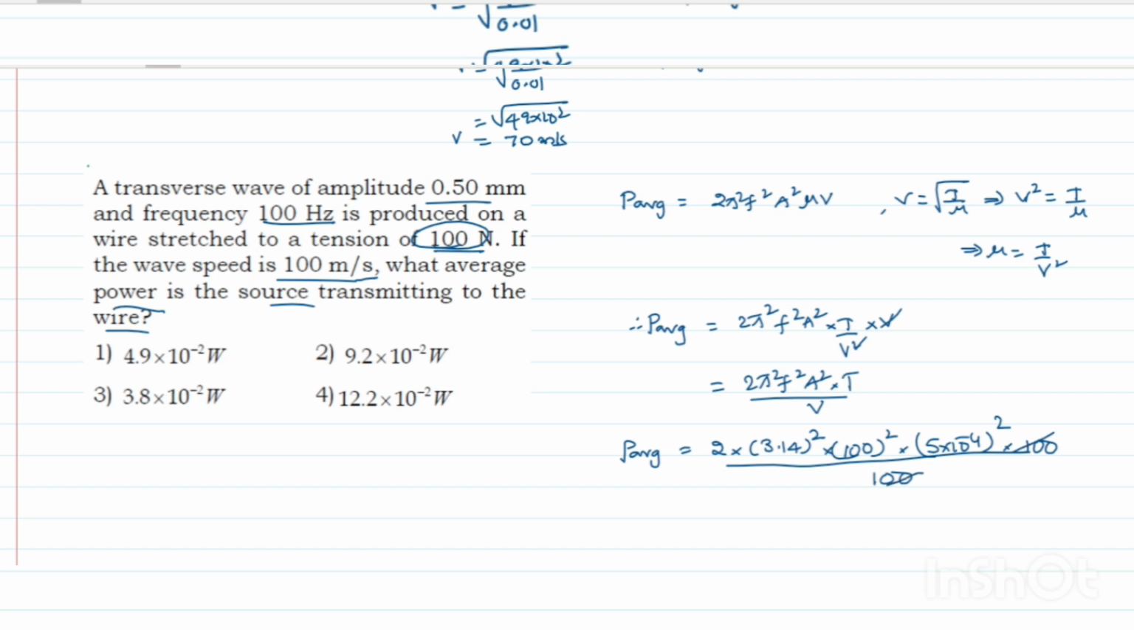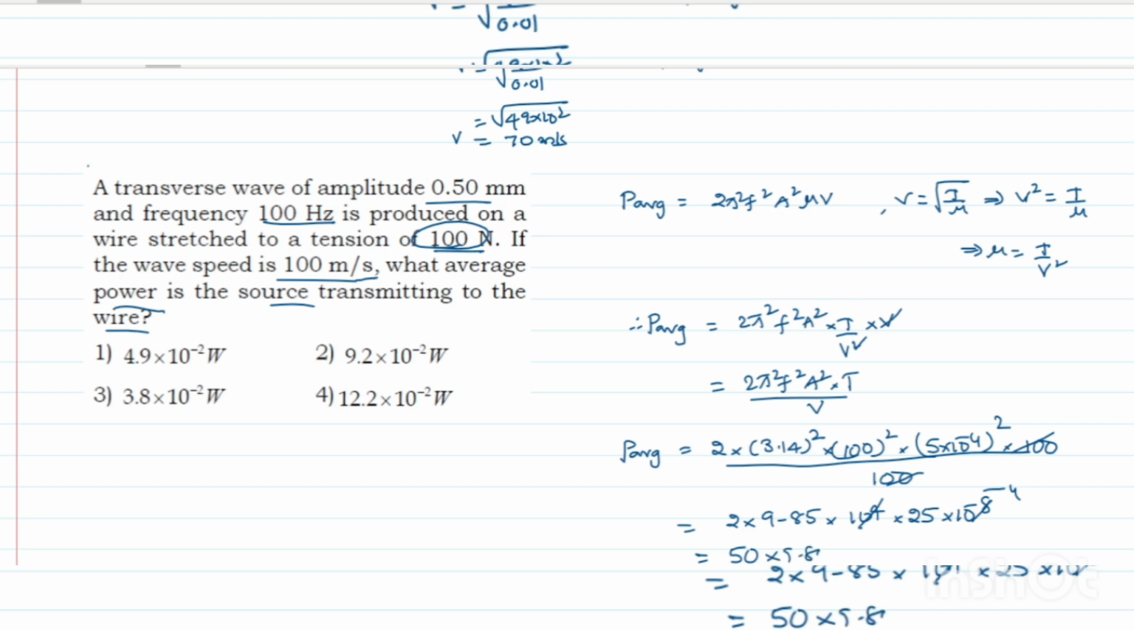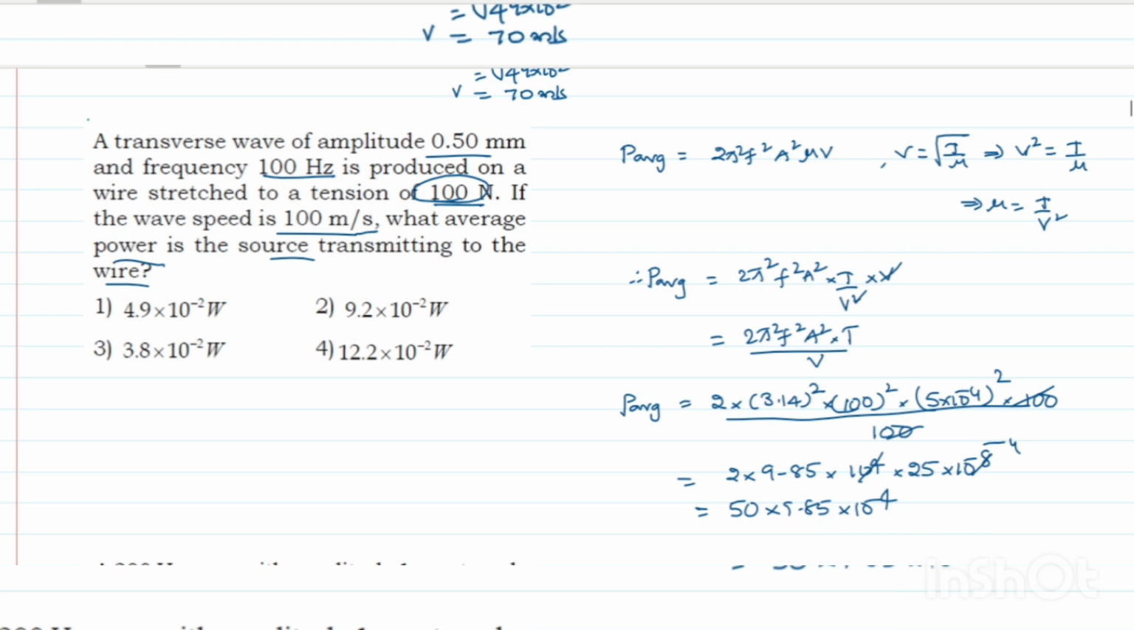Here 100 gets cancelled. Here we'll be getting 2 into 9.85 into 10 power 4 into 5 square, which is 25 into 10 power minus 8, and here this is 10 power 4, and here it becomes 10 power minus 4, and 225 will be getting as 50 into 9.85 into 10 power minus 4. So when you are calculating this value, nearly we will be getting 4.9 into 10 power minus 2 watts. So this is the first answer, the correct answer.